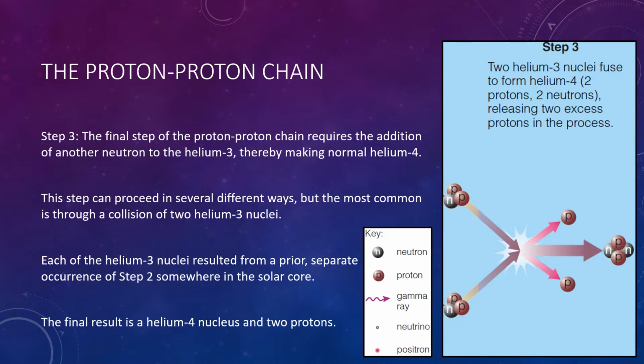The third and final step of the proton-proton chain requires the addition of 1 more neutron to the helium-3, thereby making normal helium-4. The final step can proceed in several different ways, but the most common is through a collision of 2 helium-3 nuclei. So in the last step, step 2, we made a couple of helium-3s. Well, now those helium-3s collide, and what happens is they come together to give us helium-4. So in the process, 2 of the protons are lost, so they kind of recycle and go back into the star, but then we finally have made our helium.